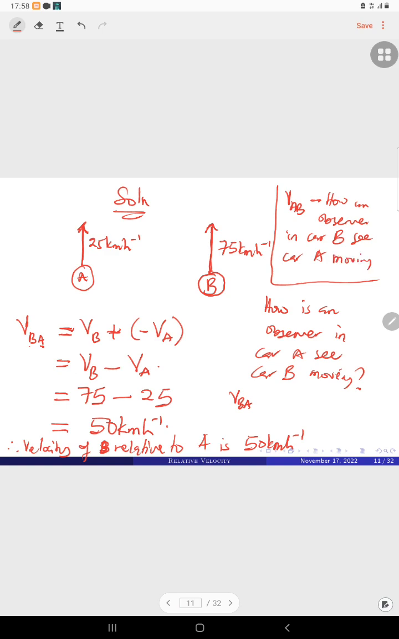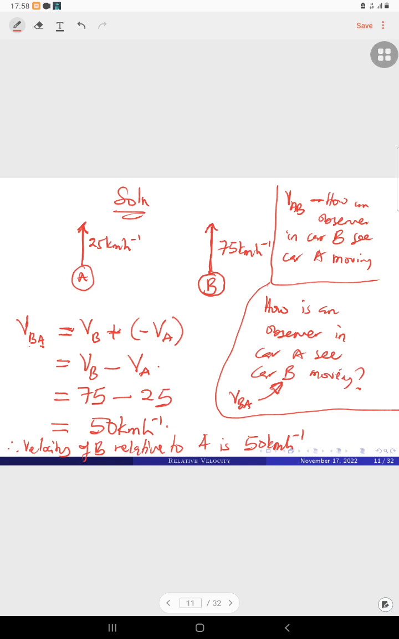Do you get it now? Yes. So you need to first understand the meaning of these letters before you can interpret it. If you don't understand the meaning, you can't interpret it. If you have VBA, this is the meaning. If you have VAB, this is the meaning. The question asked us to calculate VBA, so you use the values to now draw your conclusion.